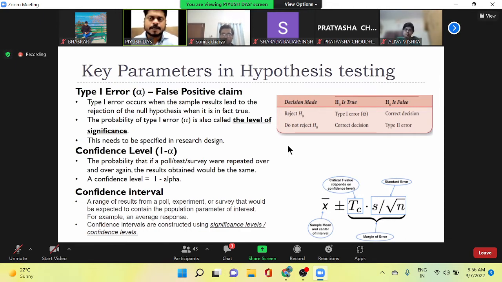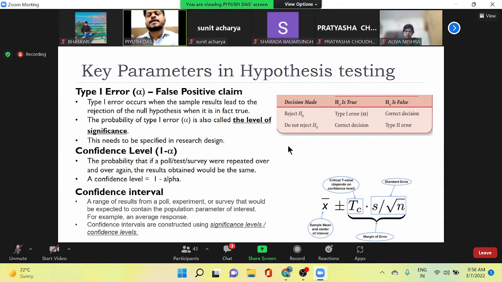But when we carried out the test for that person, we did not find that person as COVID positive. So what we'll say is, do not reject the null hypothesis. That means that person does not have COVID. But actually H0 is false. That means that person has COVID.